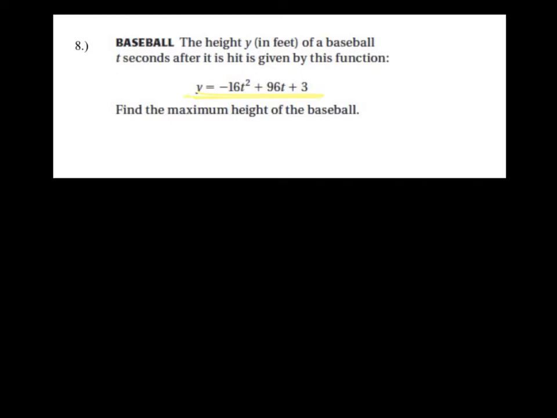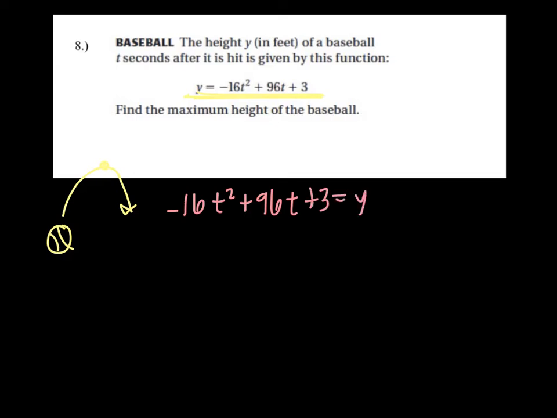So it's saying we have this baseball, and we're trying to find its max height after it's been hit. So we're trying to find the vertex. Remember, if it asks you to find a max or min, it's just asking you to find the vertex. So we need to put this into vertex form. So I'm going to just rewrite it with my y on that right-hand side. So negative 16t squared plus 96t plus 3 equals y.